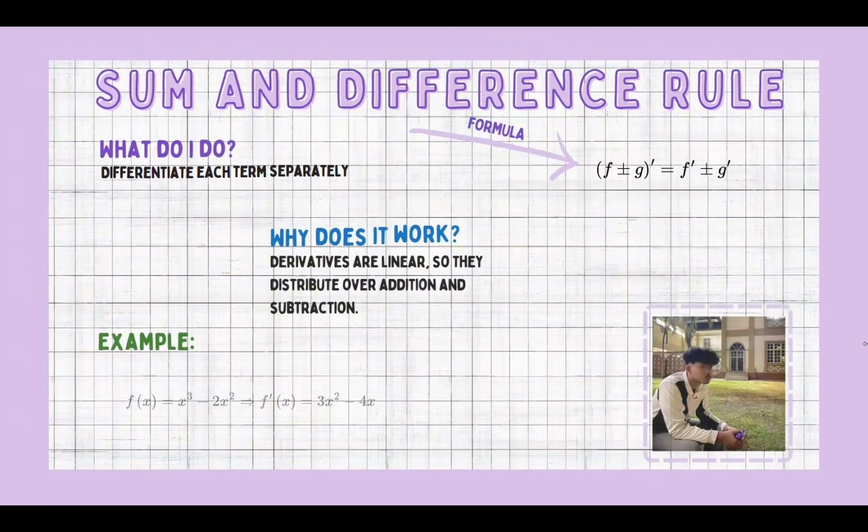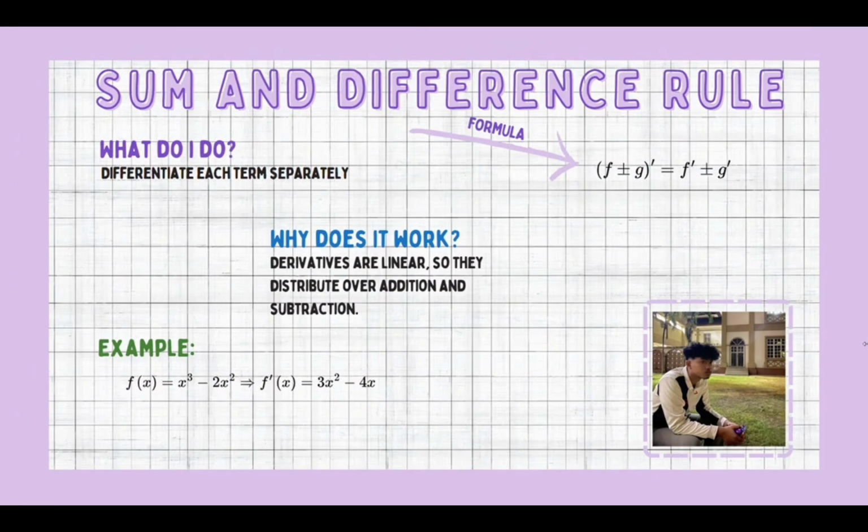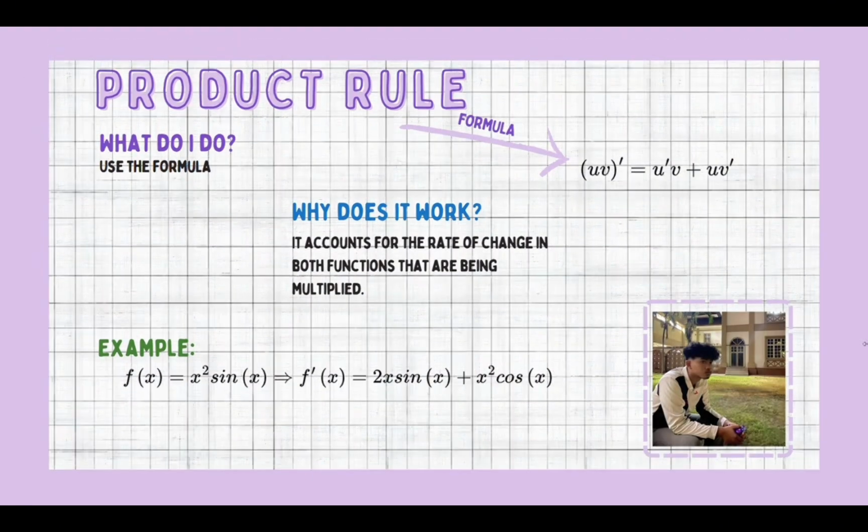Now let's talk about the sum and difference rule. When two or more functions are added or subtracted, we simply differentiate each one on its own. It works because differentiation is a linear operation. The product rule. When two functions are multiplied together, we can't just differentiate each separately. What we do instead is follow the formula u prime v plus uv prime. It works because both functions are changing and we need to account for both changes.